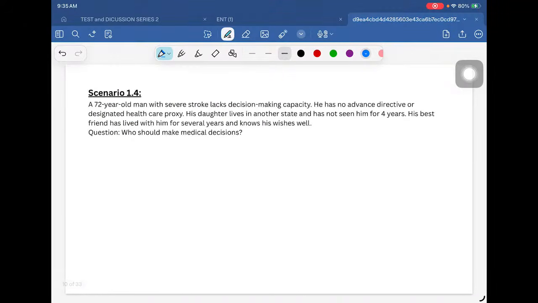Now let's see a scenario over here. Okay, there is a 72-year-old man who's having a severe stroke. He lacks the decision making capacity. This is already figured out. He has no advanced directive or designated healthcare proxy. His daughter lives in another state and has not seen him for 4 years. His best friend, who has lived with him for several years, knows his wishes well. Who should make the medical decisions? Think a moment and let me know. What do you think here?